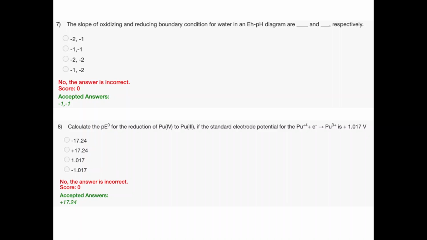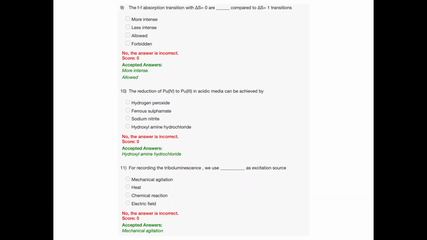The standard electrode potential for Pu4+ plus electron giving Pu3+ is 1.017 volt. So the accepted answer is 17.24. The f-f absorption transitions with delta S equal to 0 are dash compared to delta S equal to 1 transitions: more intense and allowed. The reduction of Pu4+ to Pu3+ in acidic media can be achieved by hydroxylamine hydrochloride.